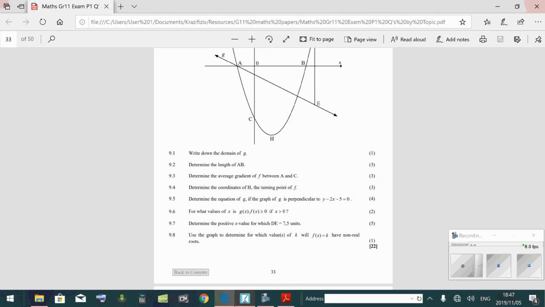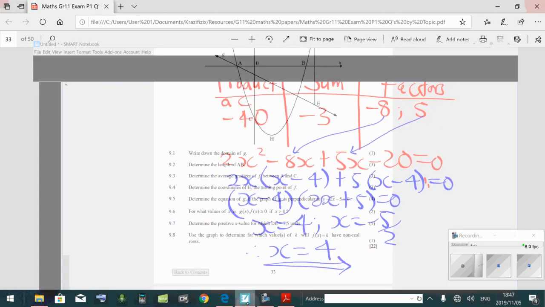The final question. Use the graph to determine for which values of k will f of x equals k have non-real roots. What a nice question. Just one more time, let's go through it. Use the graph to determine for which values of k will f of x equals k have non-real roots.